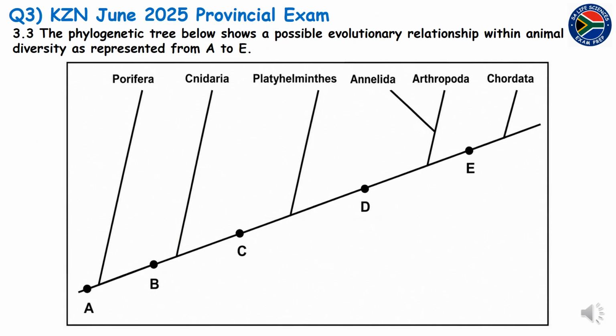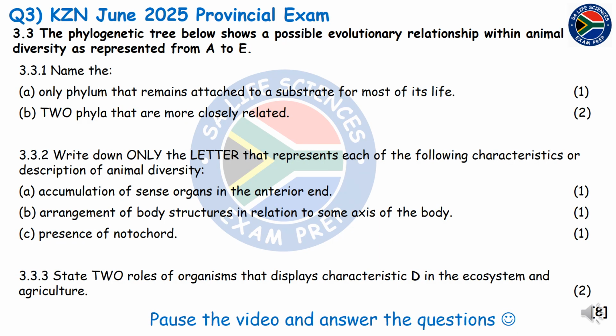The phylogenetic tree below shows a possible evolutionary relationship within animal biodiversity and is represented from A to E. So at the top we can see Porifera, Cnidaria, Platyhelminthes, Annelida, Arthropoda, and Chordata. We are also given letters A, B, C, D, E, and these letters are showing us traits that evolved at those points. Right, now I'd like you to pause the video here and answer the questions. Thereafter, we'll go through the answers.